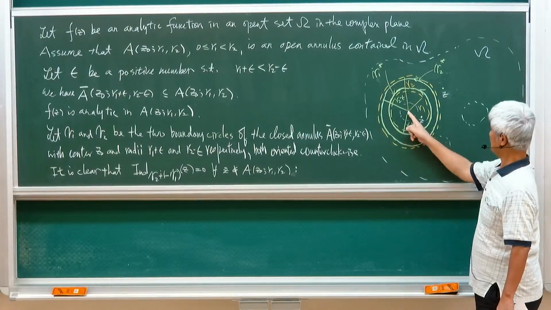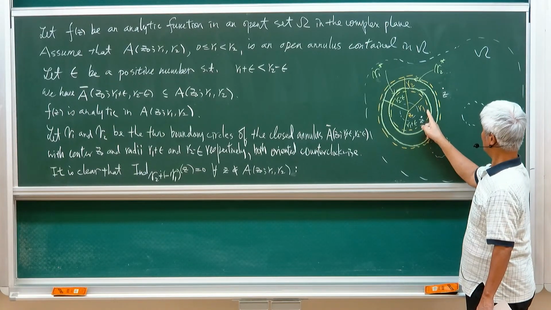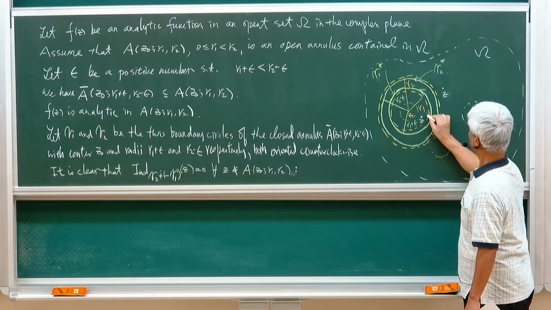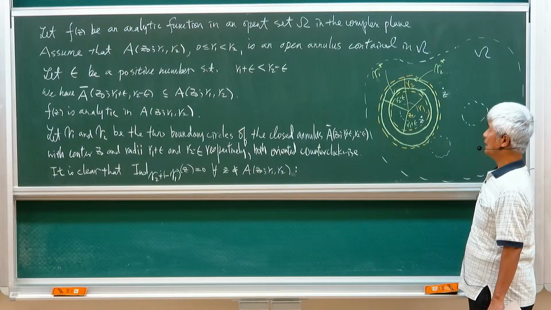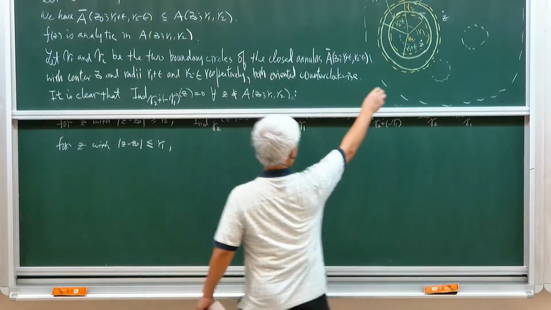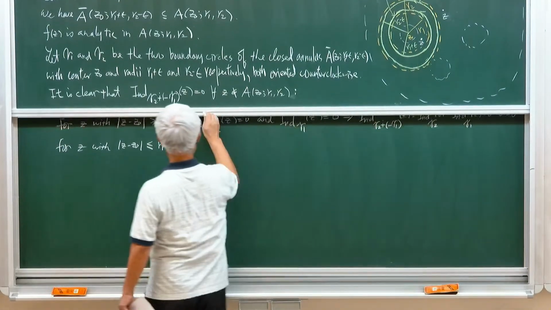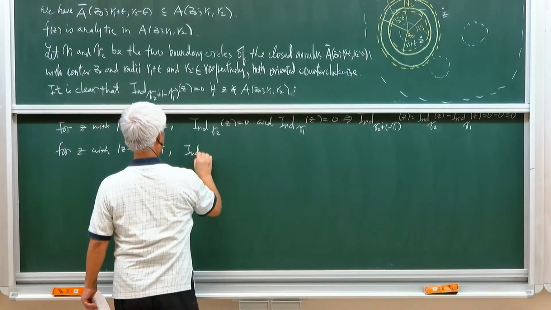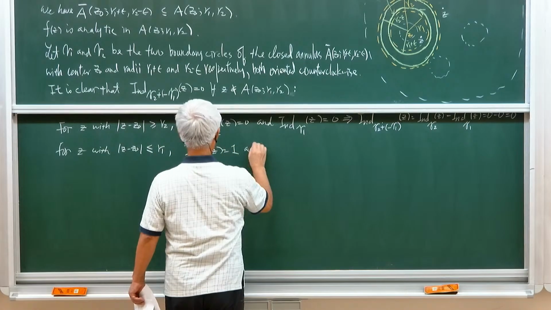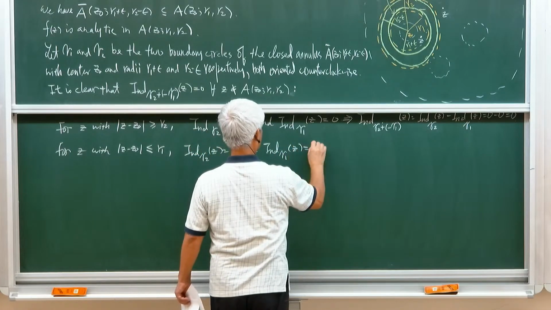So the distance between z0 and z is less than or equal to R1. Okay, so z can be on the boundary, on the circle with radius R1. Now for this z, you can see that the index of gamma 2 is equal to 1, and the index of gamma 1 of z is equal to 1.